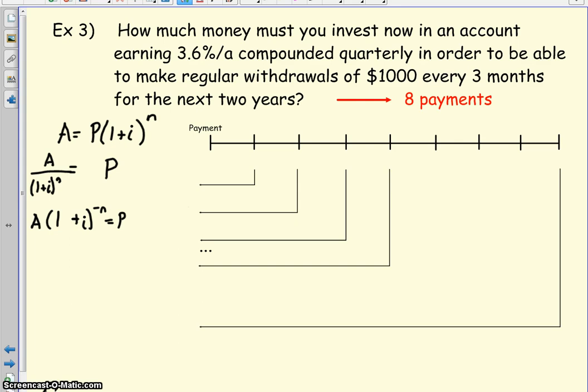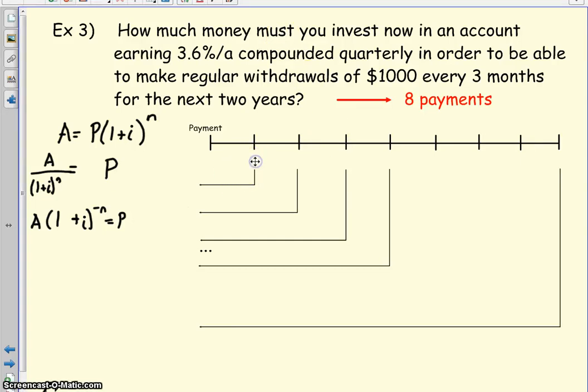What might be a little bit easier here is to think back. You're taking out 8 withdrawals over the following 2 years. In order to make those withdrawals, the money that was in there has to have earned enough interest to make up for all those withdrawals. So it's almost like you're going backwards from the first example we looked at.